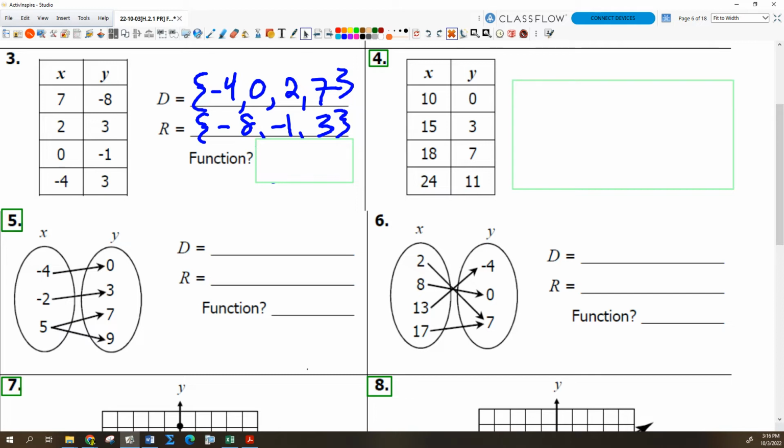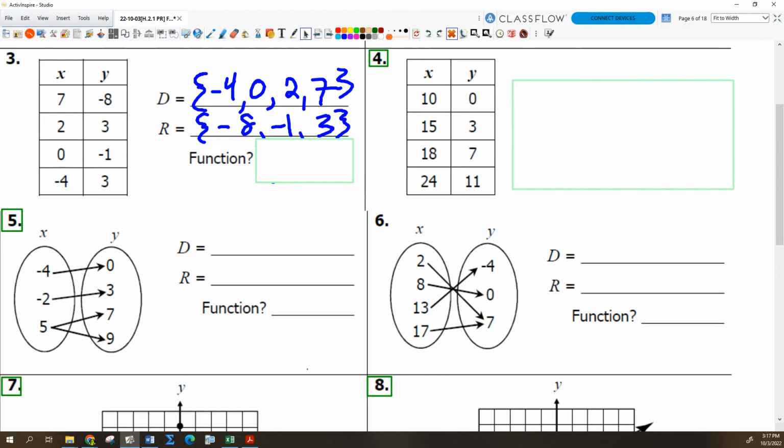I can have outputs that are the same as long as they come from different inputs. See the difference? So in other words, you could have repeated values in the range and it's still a function. Repeated values in the domain, no dice. Okay, give me thumbs on that one. Does that all make sense? Okay.